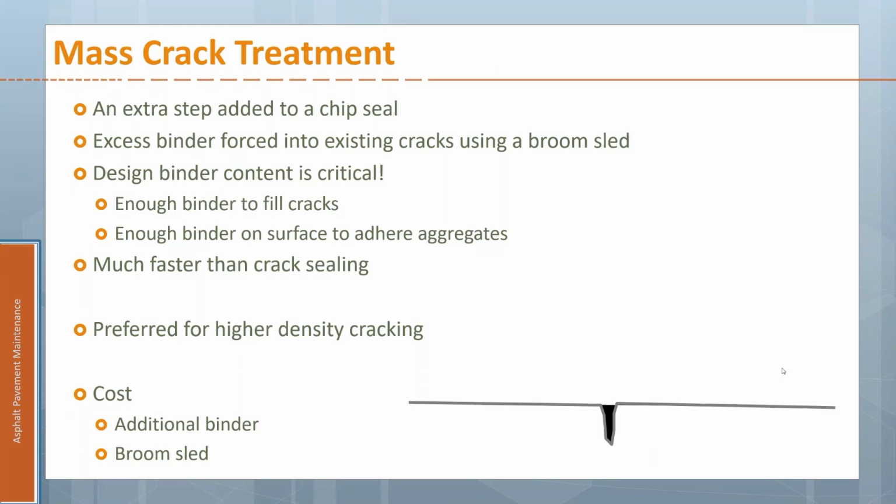So for a mass crack treatment, you might hear it called a scrub seal. We're essentially spraying a little extra binder down and then using a broom sled to push that binder down into the cracks, but also leave enough on the surface to handle our chips. So in that way, we fill the crack, we also seal the surface, then we drop those chips. So in terms of cost, it's not a whole lot more, except that you will be using additional binder and you do have to have the broom sled.